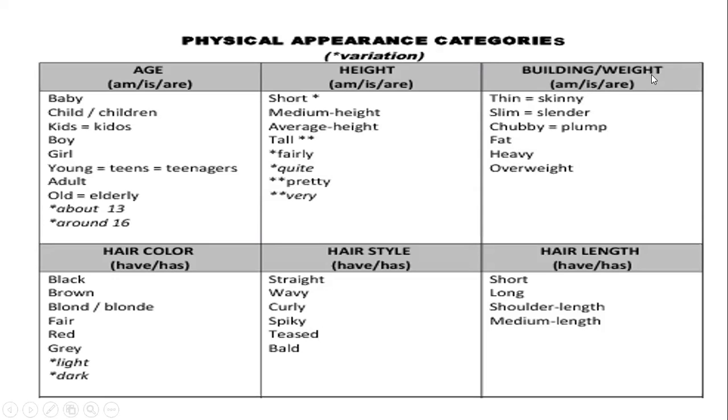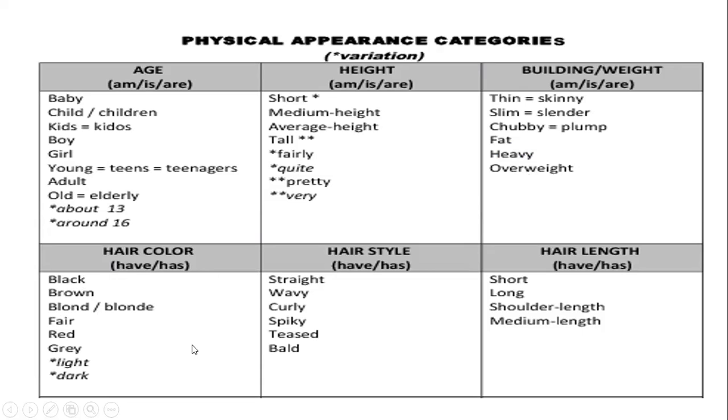Building or weight, este building is a synonym of weight, se refiere al peso de las personas, ¿verdad? Y de nuevo yo utilizo el verb be to say I'm thin or equals skinny, delgado o delgada, ¿verdad? Slim, slender, es como así, en forma, ¿verdad? Lo primero sería como delgadito, así bien flaquito. Chubby or plump, es como rellenito, ¿verdad? Pero no llega todavía a ser fat, que eso sí es gordito, ¿verdad? Gordo, gorda. Heavy, pesadito. Overweight, sobrepeso.